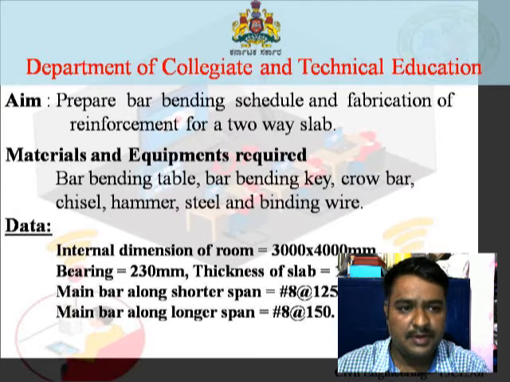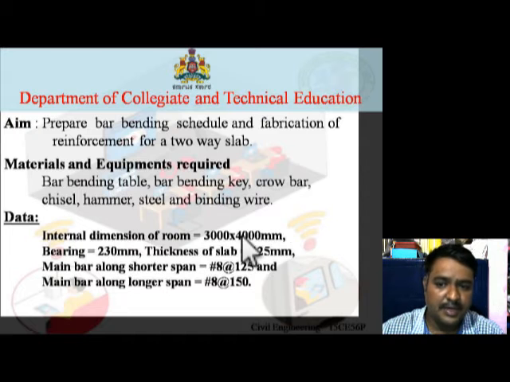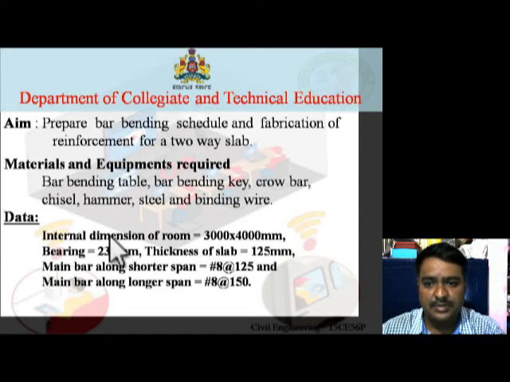The data given is the internal dimension of the room, 3000 by 4000 mm, that is 3 by 4 meters. The bearing of the wall is 230 mm. The thickness of the slab is 125 mm. The main bar along the shorter span is 8 mm diameter at 125 mm spacing, and the main bar along the longer span is 8 mm diameter at 150 mm spacing. So this is the given data.